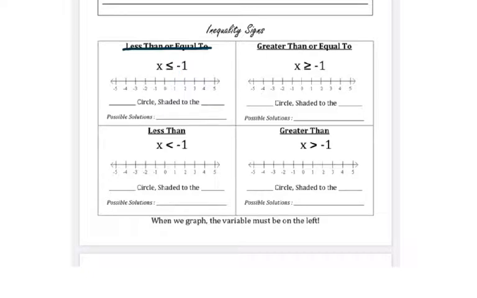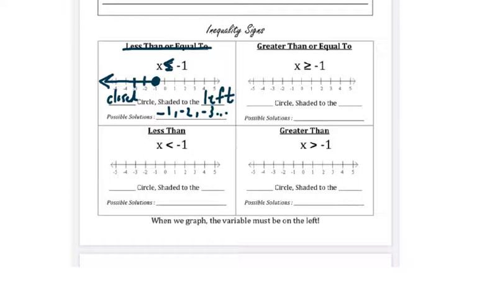So in this here, I'm going to go to my number line, and I'm going to circle the number -1. If there is a line below, it means I need to color in my circle. And then I shade in the direction of the arrow, so everything less goes in this direction over here. So what we have is a closed circle. We colored it in. That's called a closed circle. And we shaded everything to the left of -1. So my possible solutions: x could be -1, x could be -2, x could be -3, and so on.